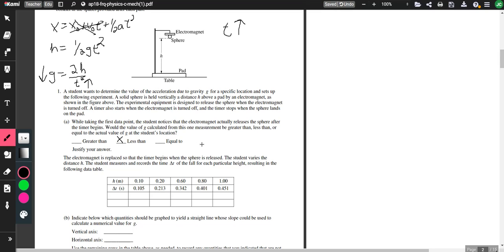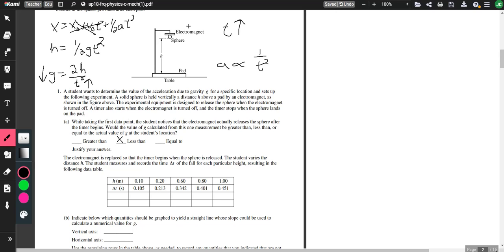For the most part, the explanation that goes with this could be anything. This actually would be somewhat of a decent explanation: getting to this and then making the comment that since acceleration is proportional to 1 over t squared, they have an inverse relationship. Therefore, if the time measurement is longer than it's supposed to be, then the acceleration is going to be smaller than it's supposed to be.